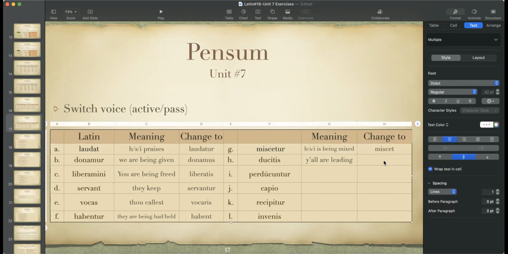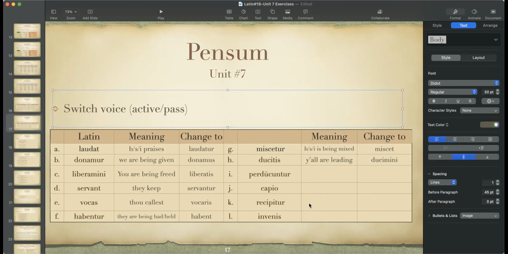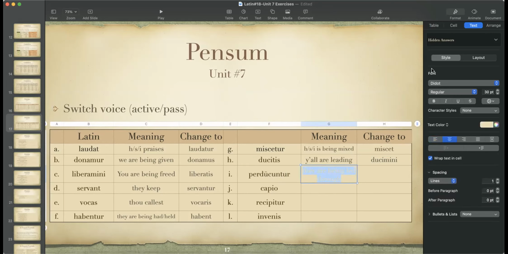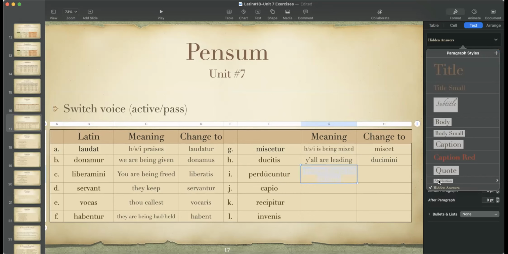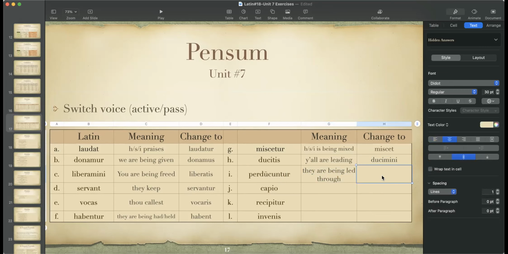Yes. I was about to say something, but that would have been wrong. Perducontur. Perduco is to lead. Perduco is to lead through. So perducontur is they are being led through. And the active is perducunt. Yes, there we go.